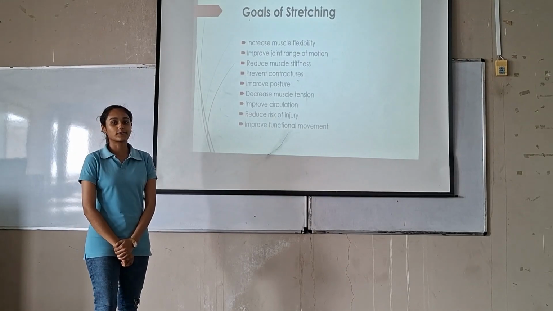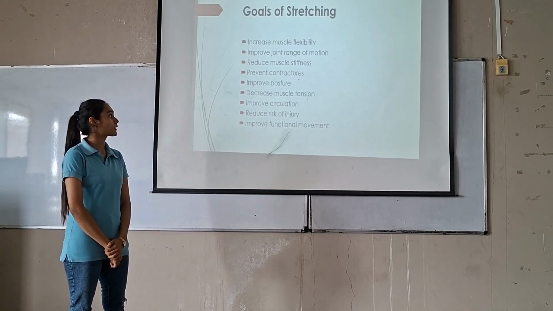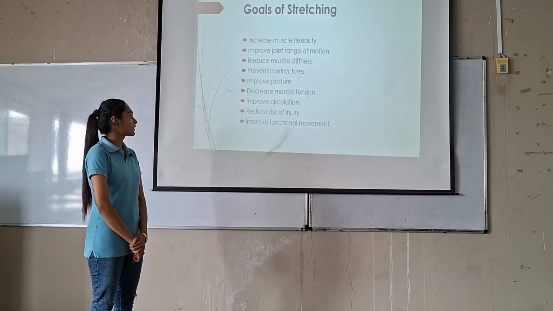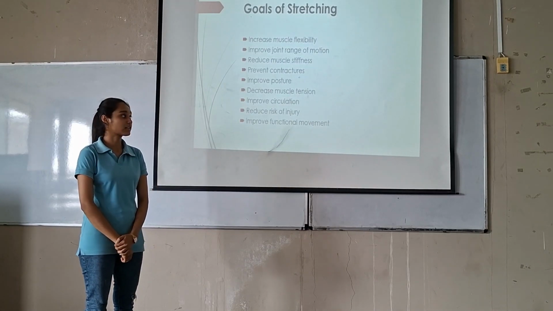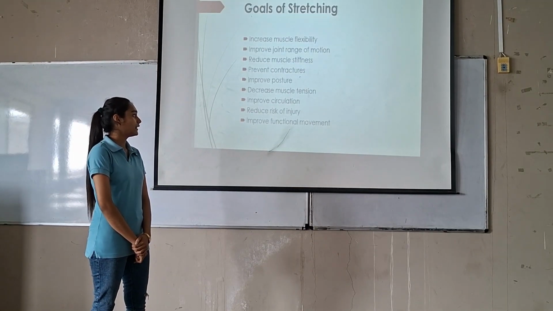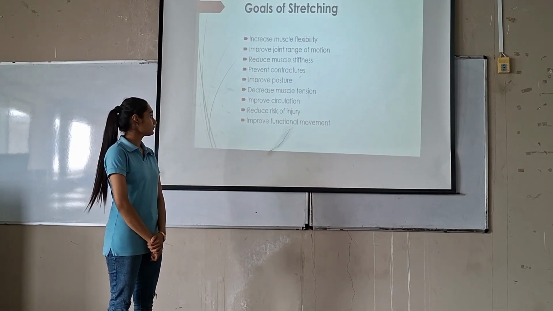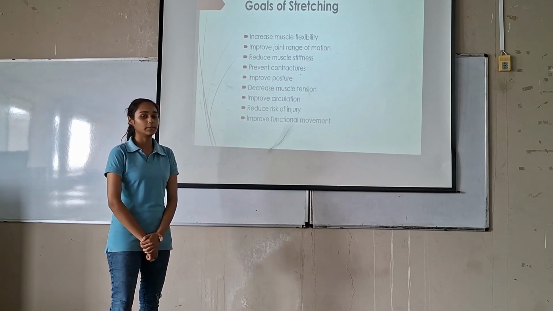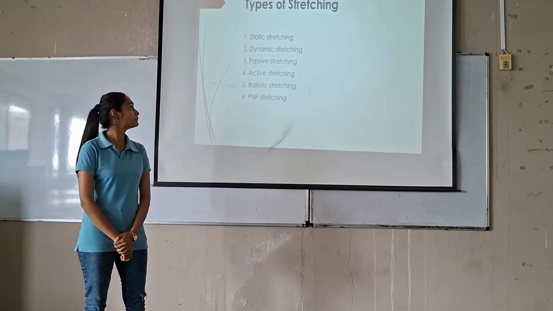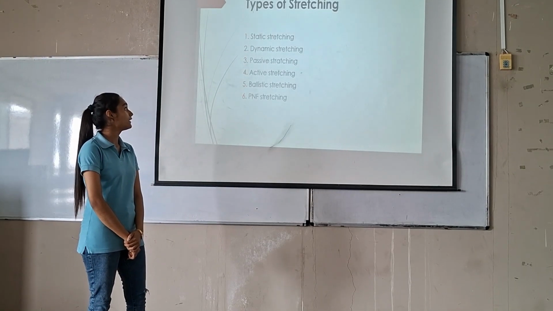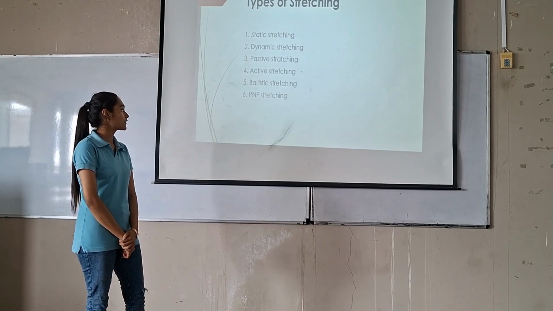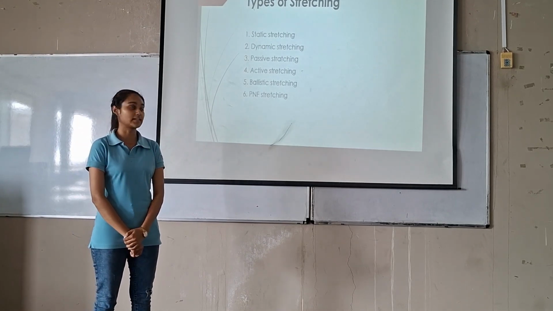Now, goals of stretching are: increase muscle flexibility, improve joint range of motion, reduce muscle stiffness, prevent contractures, improve posture, decrease muscle tension, improve circulation, reduce risk of injury, and improve functional movements. Types of stretching are static stretching, dynamic stretching, passive stretching, active stretching, ballistic stretching, and PNF stretching.